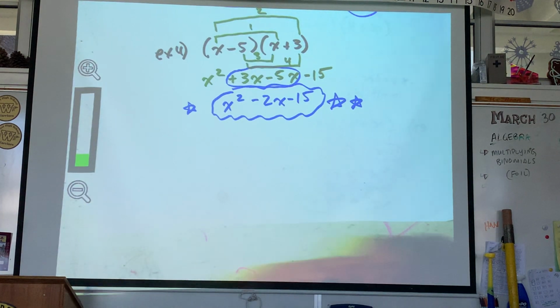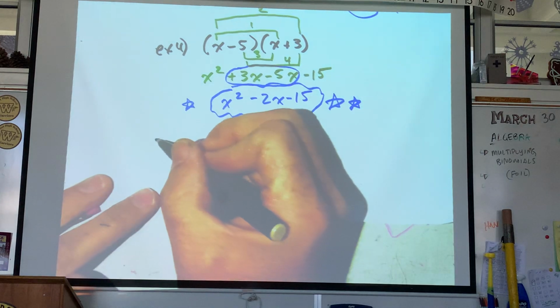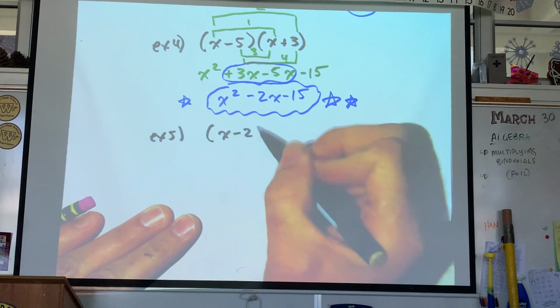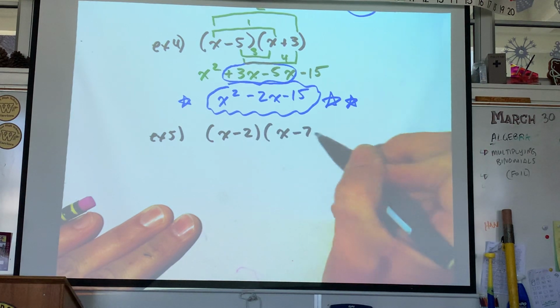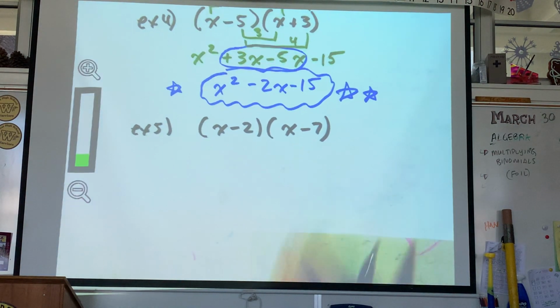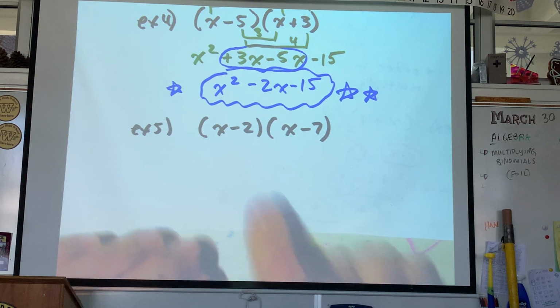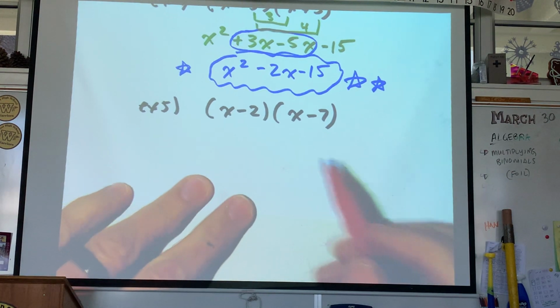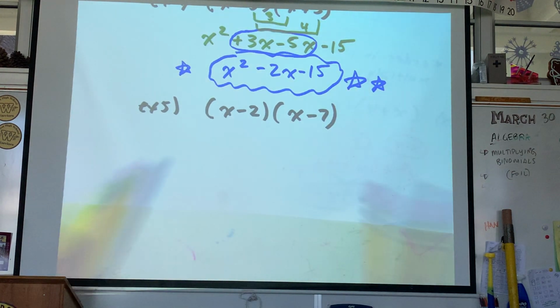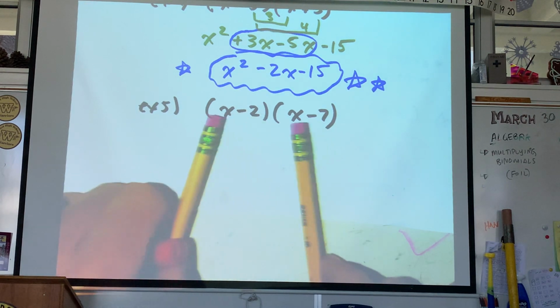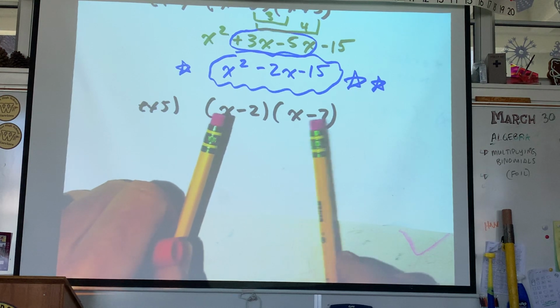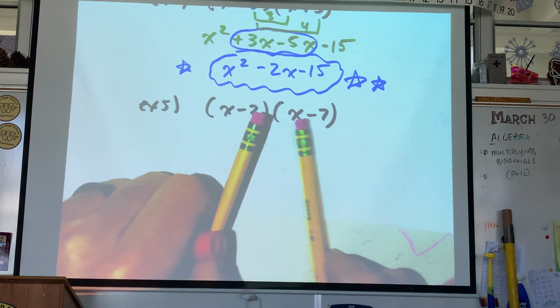I'm actually going to do one more example. Let's do an x minus 2 times an x minus 7. All right? And this is the first one that we'd have a negative and a negative already. So all of our sign rules are going to apply. Firsts, remember windshield wipers: first, last, outer, inner. FOIL: first, outers, inners, last.